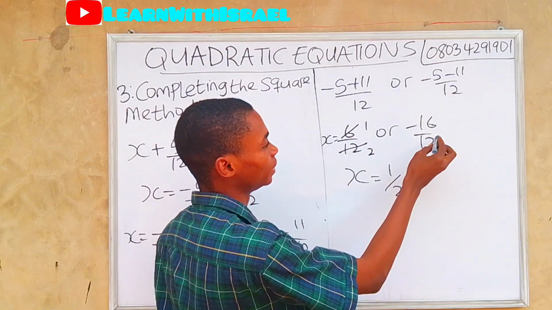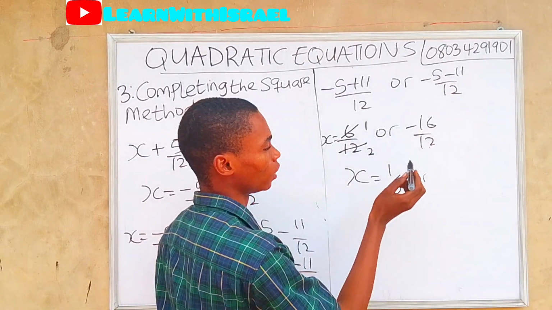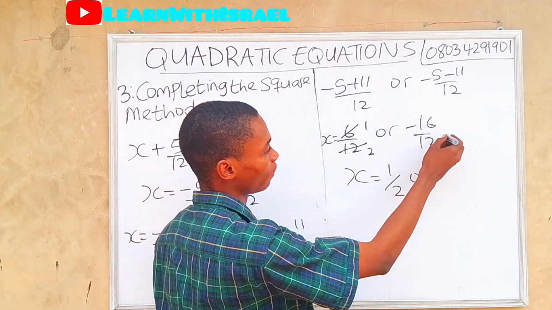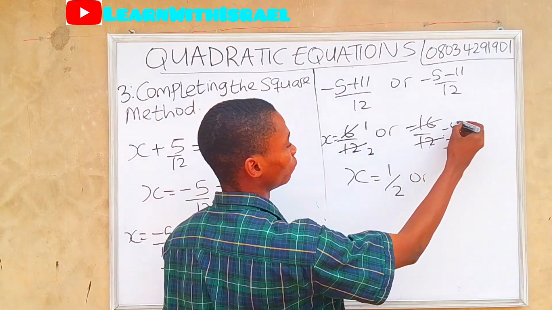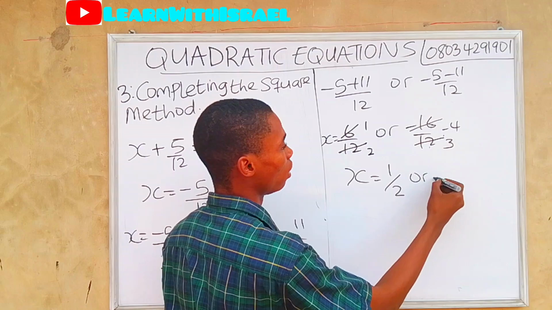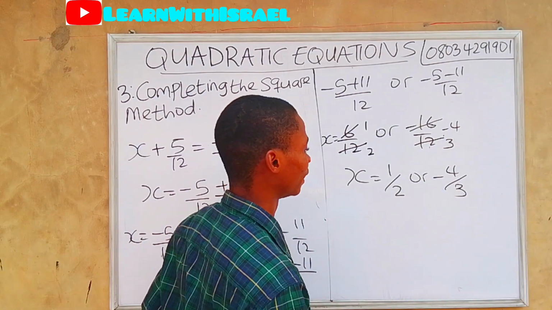Or, so let's divide. We can divide this by 3. We can also divide by 4. So let's divide by 4. 4 divided by 12 is 3. 4 divided by minus 16 is minus 4. So 1 over 2 or minus 4 over 3 is the correct answer.